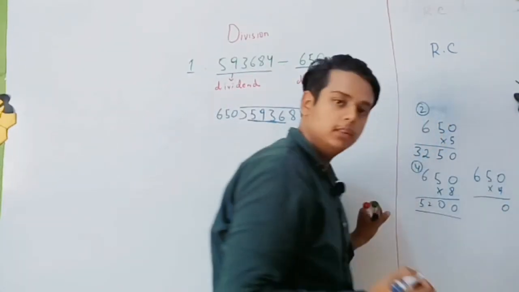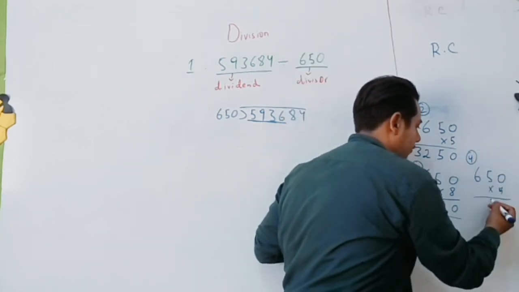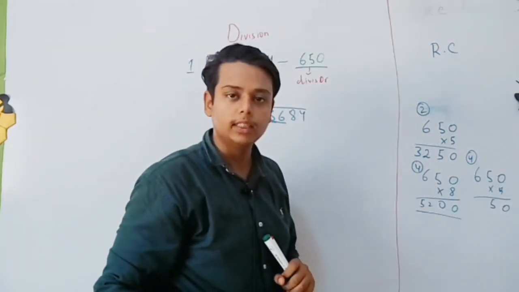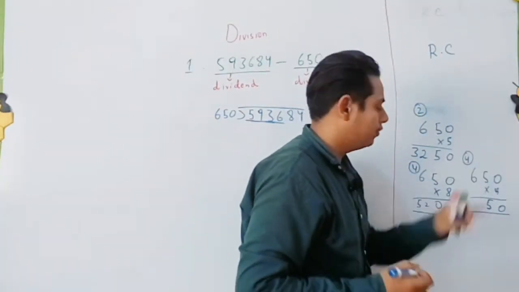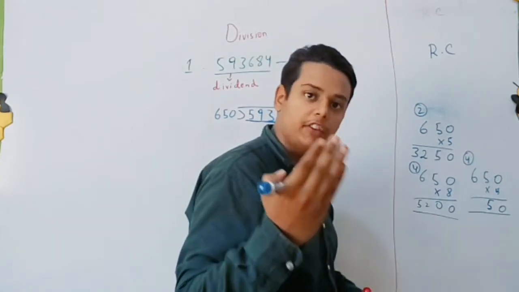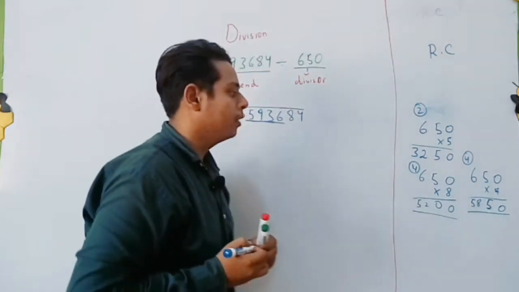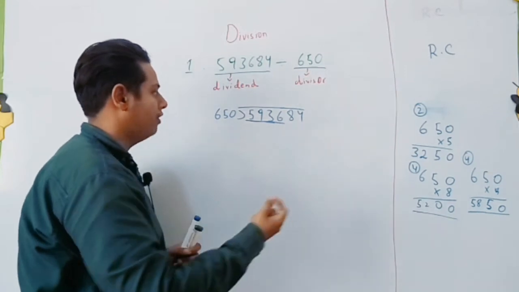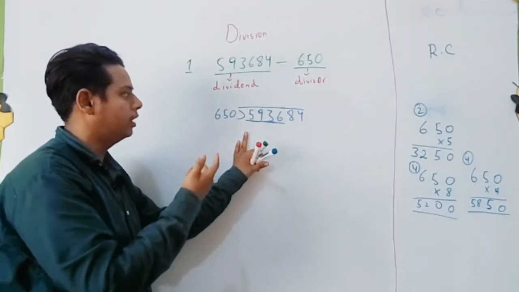9 fives are 45. 4 as a carry and 5 over here. And 9 sixes, what will be the answer? 6 nines are 54. 54 plus 4, 55, 56, 57 and 58. 58. So what is the answer coming over there? 5850. So I need to use 5850 over here because it is near to 5936.